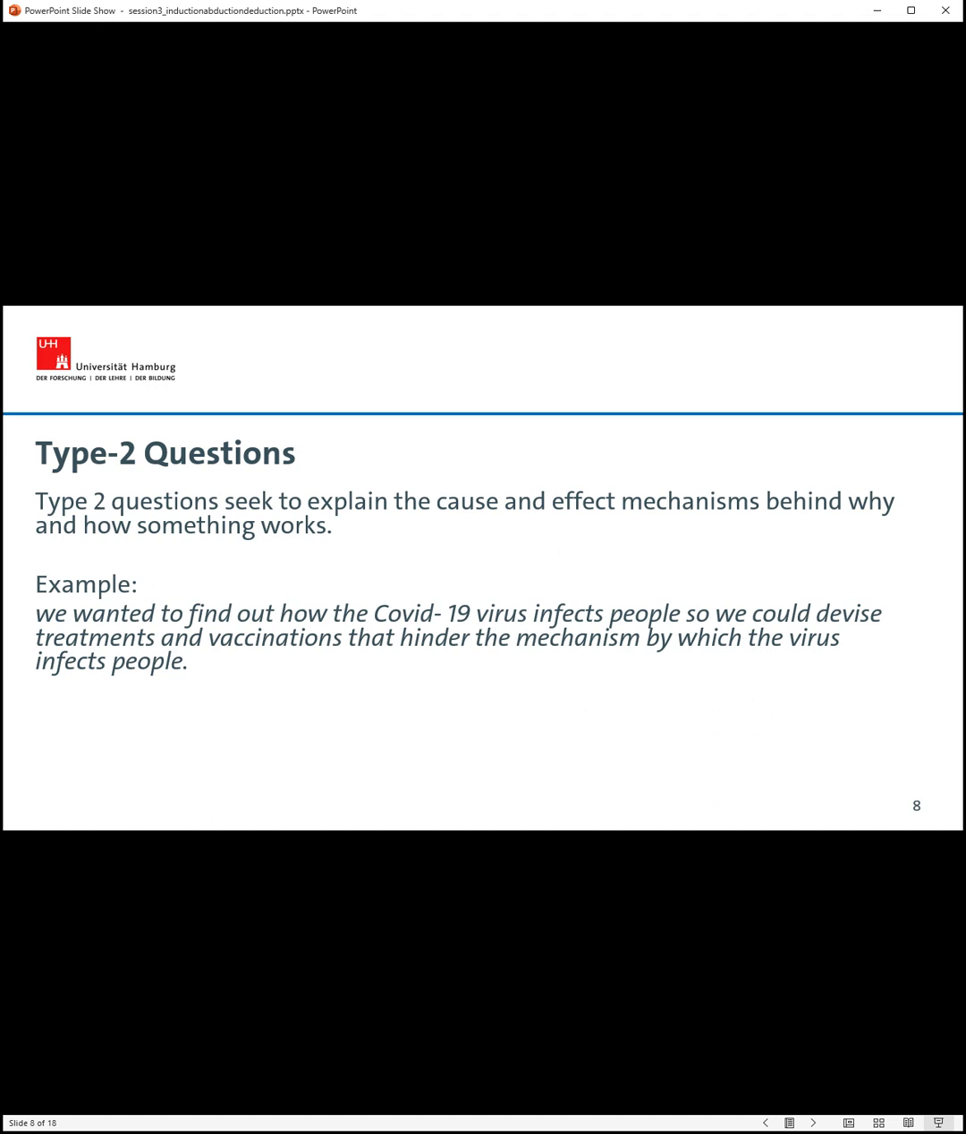So during the pandemic, we wanted to find out not only what the virus is, but how it infects people. This question was important so we could devise treatments and vaccinations that hinder this mechanism by which the virus infects people. We wanted to understand how it infects people and how people can be infected by others through transmission mechanisms. This is important because we were looking for interventions that would stop that. These are type 2 questions, explanatory questions, whereas the first questions were simply descriptive and exploratory. We didn't know, we wanted to discover as much as possible, and we wanted to describe it as rigorously and systematically as possible.